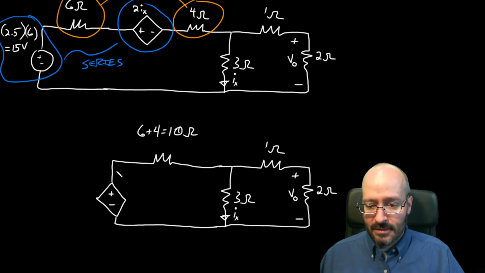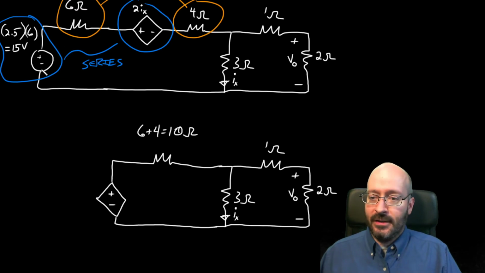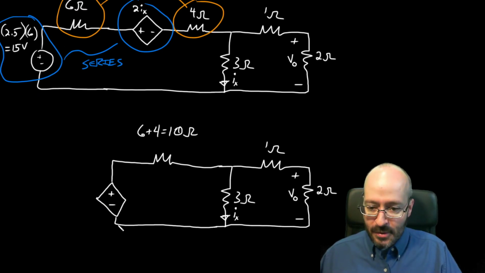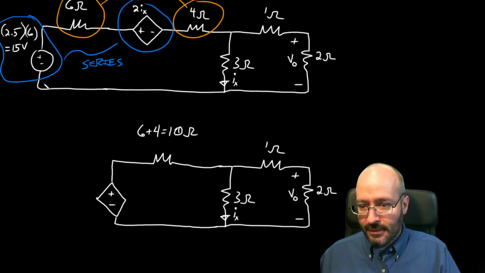We'll see what happens. This might be as far as we can get it. For the dependent supply, as we move up here, this is going to be positive 15.